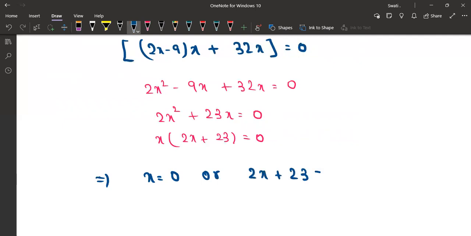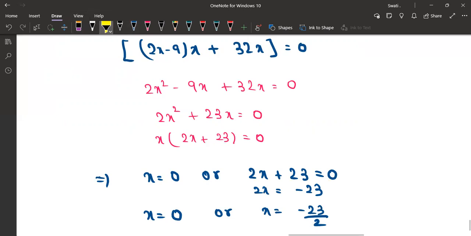We wanted to find out the value of x only. So we got the first value of x, that is 0, or the second value, where 2x equals 0 minus 23, that is minus 23. So x will be equal to minus 23 over 2. And this is the answer. Okay.